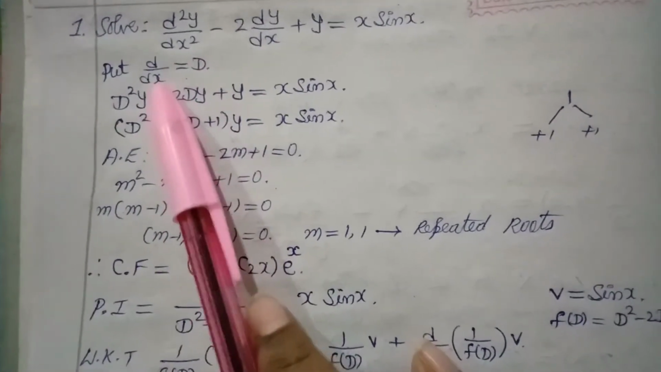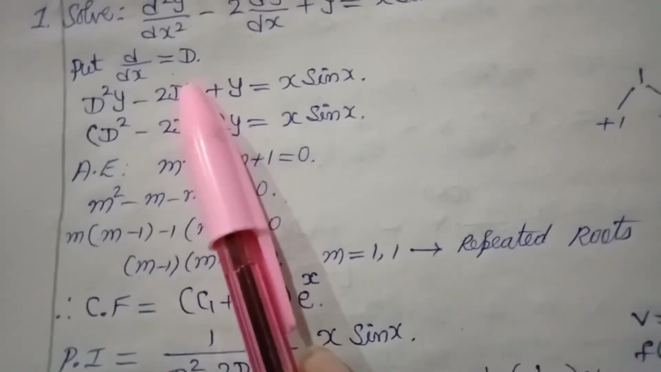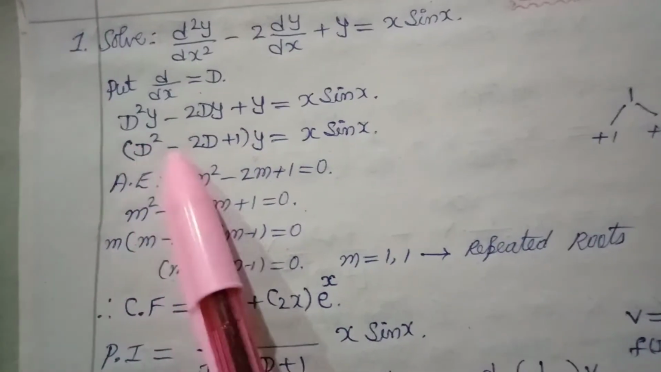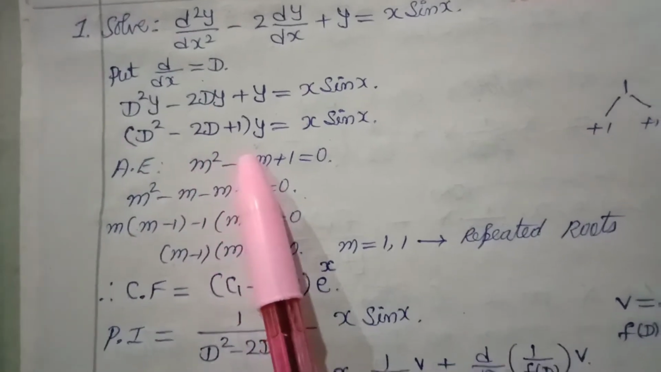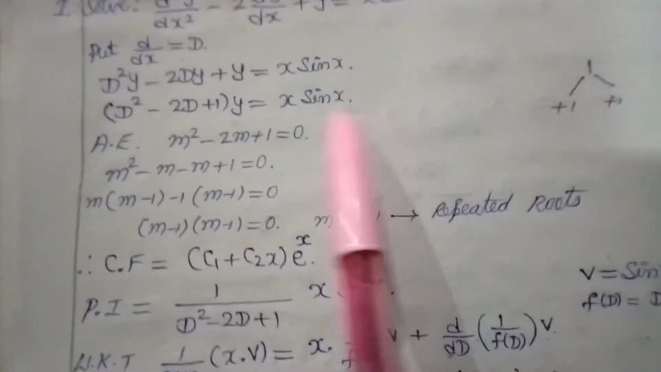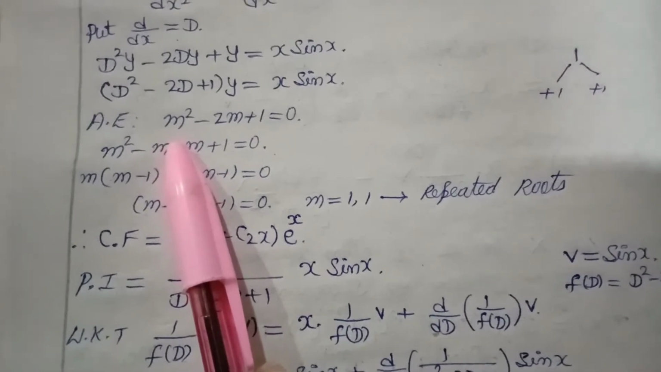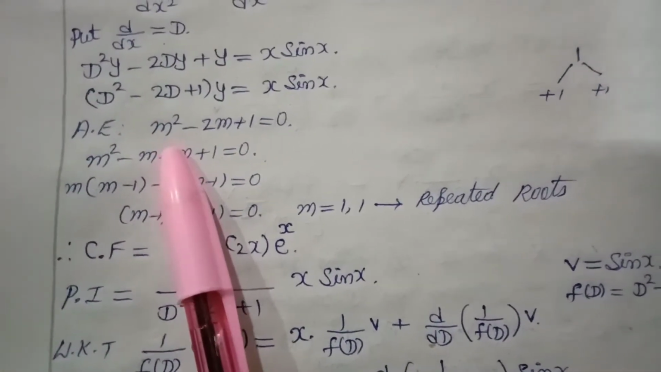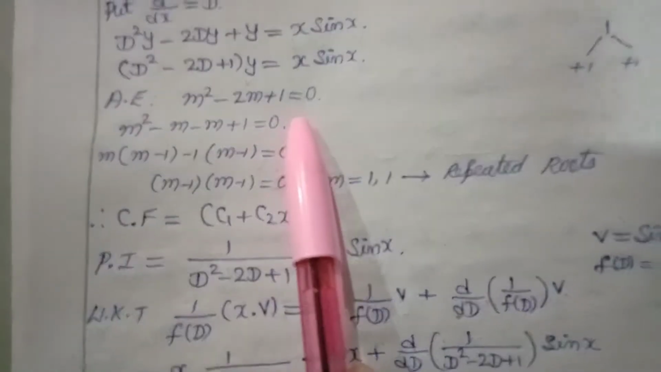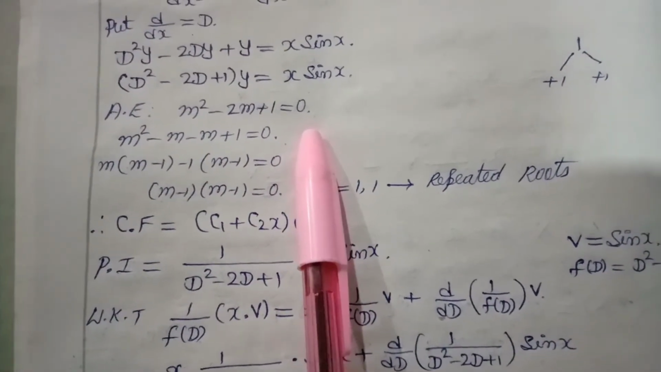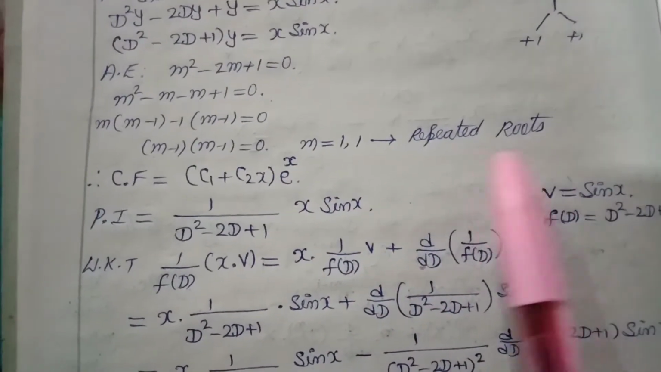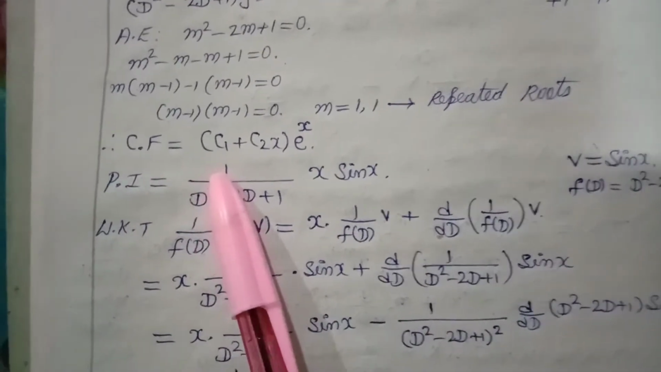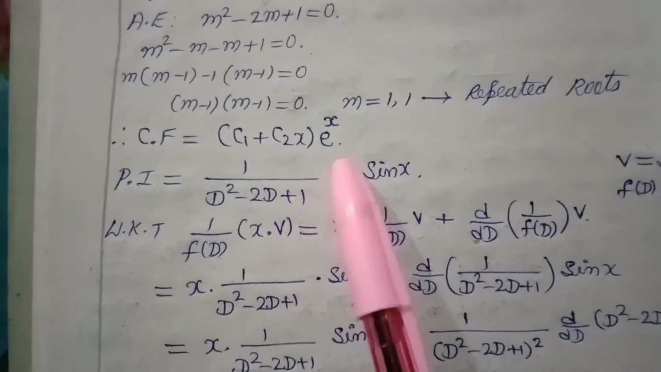For that we have to replace d by dx by capital D. On doing that, the given equation becomes D square y minus 2 Dy plus y is equal to x into sin x. Now y is common, so we get D square minus 2D plus 1 into y is equal to x sin x. Now to find auxiliary equation, we have to replace D is equal to m and equate right hand side to 0. So we get m square minus 2m plus 1 is equal to 0. By factorization method, the values of m are 1, 1. You know these are repeated roots. So for repeated roots, the complementary function is given by (c1 plus c2 x) into e raised to x.